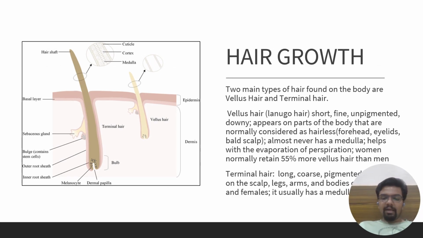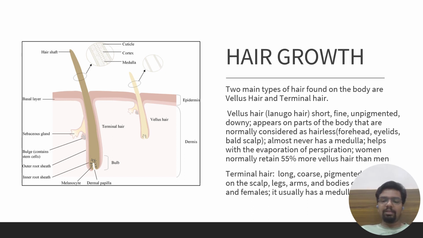So basically, before talking about the hair growth, let's talk about the types of hair found in the human body. Basically, there are two types of hair found in the human body. First is the vellus hair, and the other is the terminal hair. Vellus hair is short, fine, and unpigmented hair that appears on the parts of the body normally considered hairless and almost never has a medulla, and it helps with the evaporation of perspiration. And women normally retain 55% more vellus hair than men.